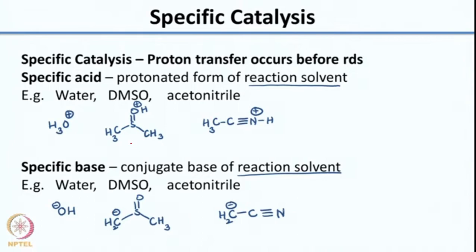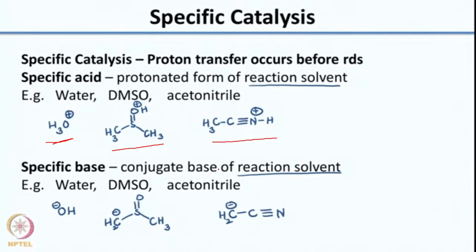So now specific acids are there, where we have the protonated form of the reaction solvent like water. This is H3O+, right? So protonated water is there. So this is a specific acid. Now here also a proton is there. DMSO with one extra proton, that's why it becomes a specific acid. These all are specific acid examples.